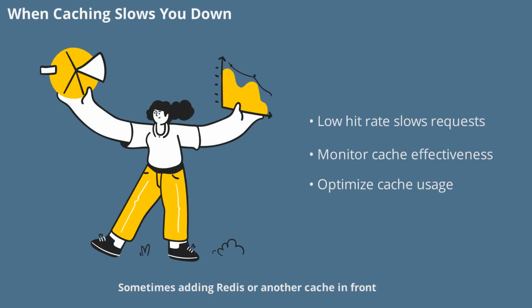Sometimes, adding Redis or another cache in front of your database can actually slow things down. If your cache hit rate is low, every request pays the network penalty to check the cache before hitting the database anyway. Monitoring and calculating cache hit ratios is essential to ensure your caching strategy is actually improving performance.